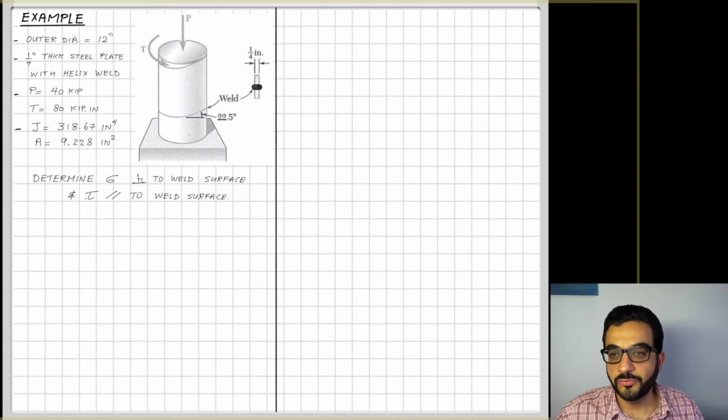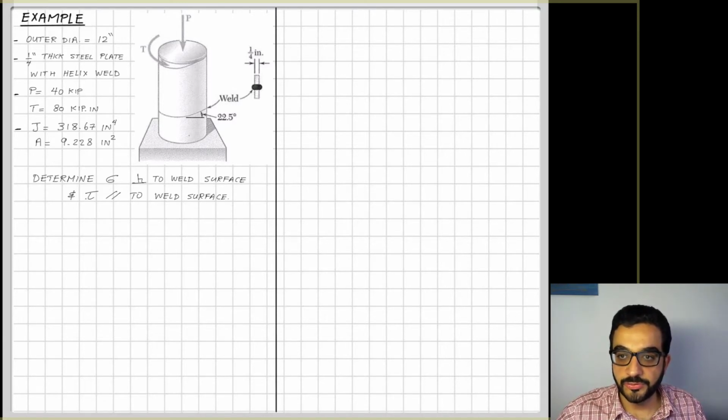The outer diameter of the pipe is 12 inches, and it's subject to a compressive force of 40 kip and a torque of 80 kip-inch. And we're given the area properties of the cross section. The polar moment of inertia J is 318.67 inch to the power 4, and the area is 9.228 inch squared. And what we're looking for is the stresses on the weld.